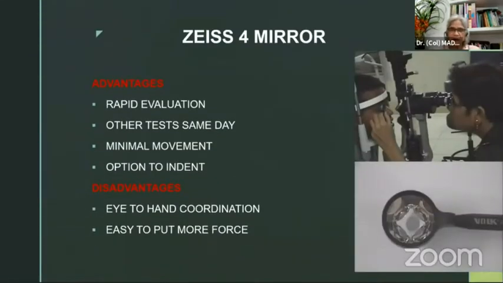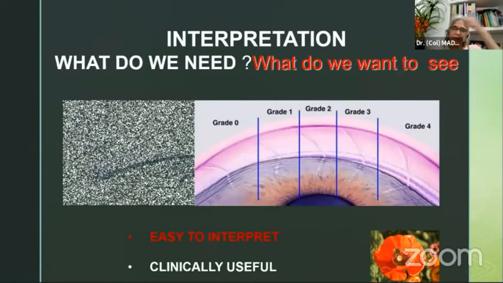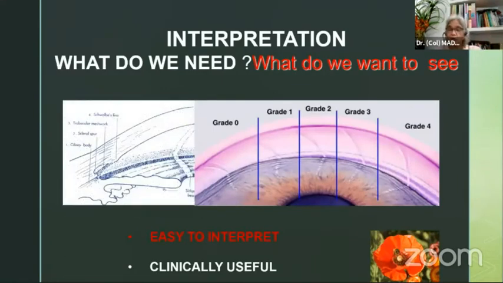So advantages are many, but the disadvantages are that it is difficult to learn to start with and easy to put more force, therefore we can get a false open angle. So interpretation, I've simplified to the core. If you see no structure, grade 0. If you see one structure, grade 1, two structures, grade 2, three structures, grade 3. And the structures we know end-to-end, from Schwalbe's line to trabecular meshwork to scleral spur or ciliary body band.